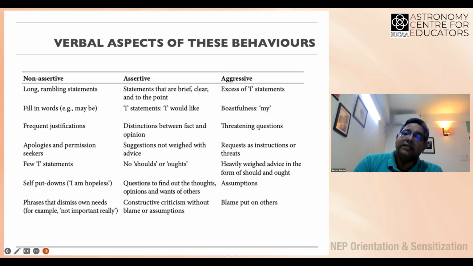And the third is aggressive behavior, where you use excessive I statements, you boastfully say "mine" most of the time. Then there are very threatening questions, requests as instructions or threats. This is very important: even when someone is requesting, the request comes as an instruction or a threat. Heavily weighted advice in the form of should and ought, a lot of assumptions, and blame put on others. So these are some of the verbal aspects of aggressive behavior.